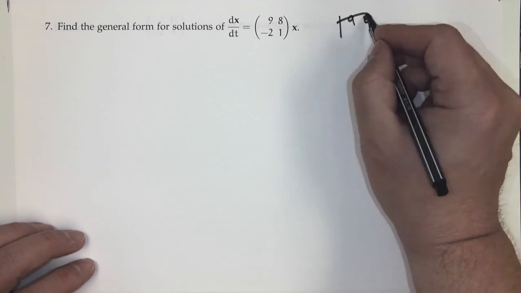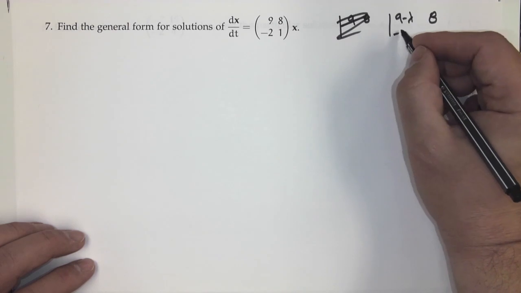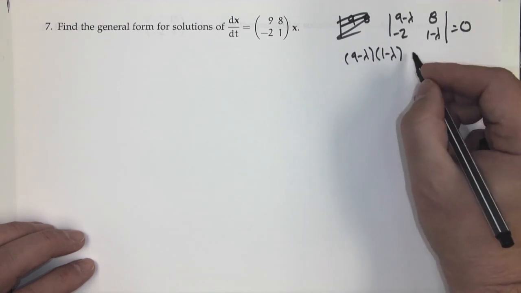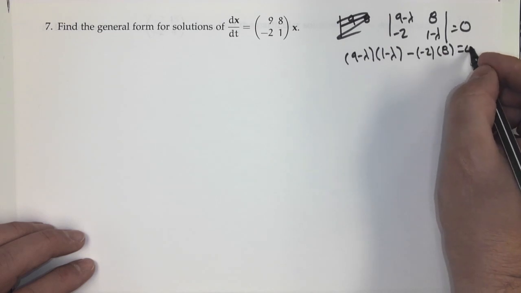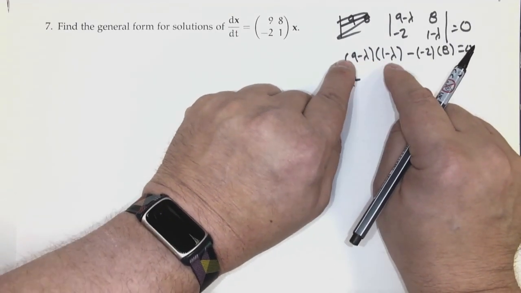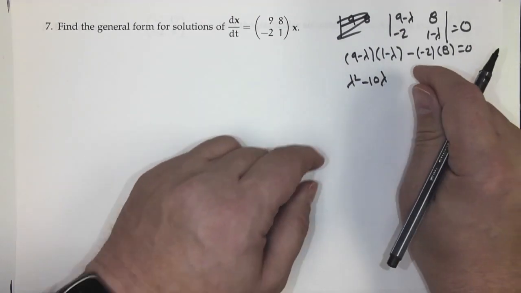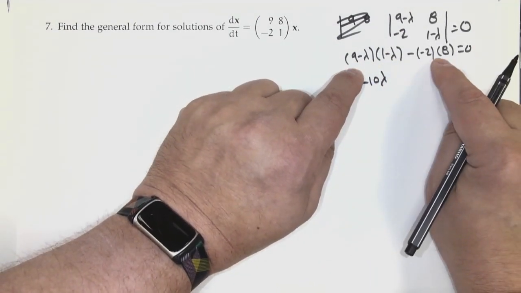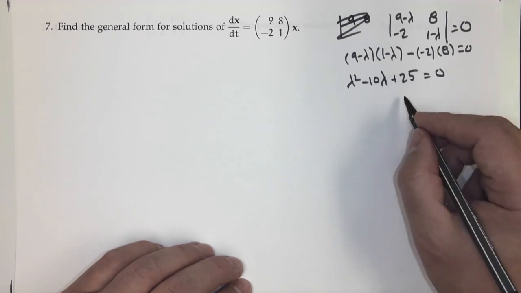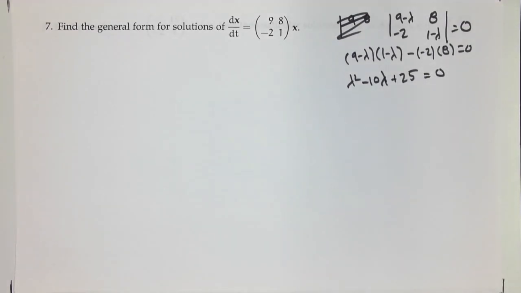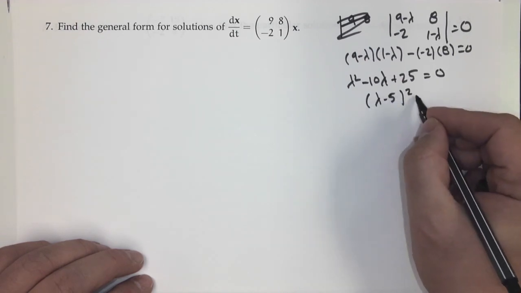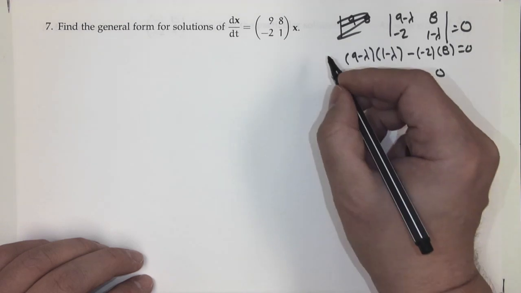So 9 minus lambda, 8, minus 2, 1 minus lambda. Set that equal to 0. So you have 9 minus lambda times 1 minus lambda, subtract negative 2 times 8. That's lambda squared, then we have a minus lambda, a minus 9 lambda makes minus 10 lambda. Then we have a 9 plus 16. Lambda squared minus 10 lambda plus 25 equals 0. Does it factor? Yeah. Lambda minus 5 squared. So our roots are 5 and 5.